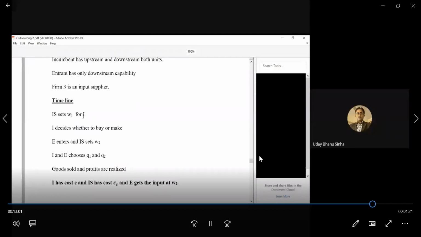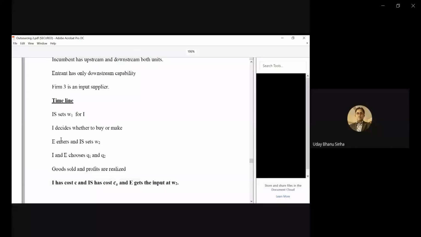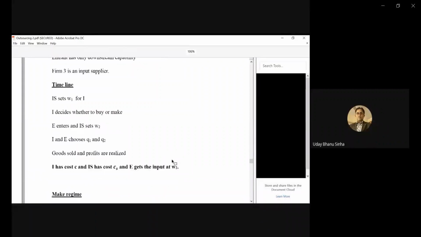So the input supplier first sets a price for the incumbent, and then E, the second firm, enters and IS sets W2 for the second firm. And then I and E choose Q1 and Q2 simultaneously. We are assuming that this will be a simple Cournot game. Goods are sold and profits are realized. So this is our timeline.